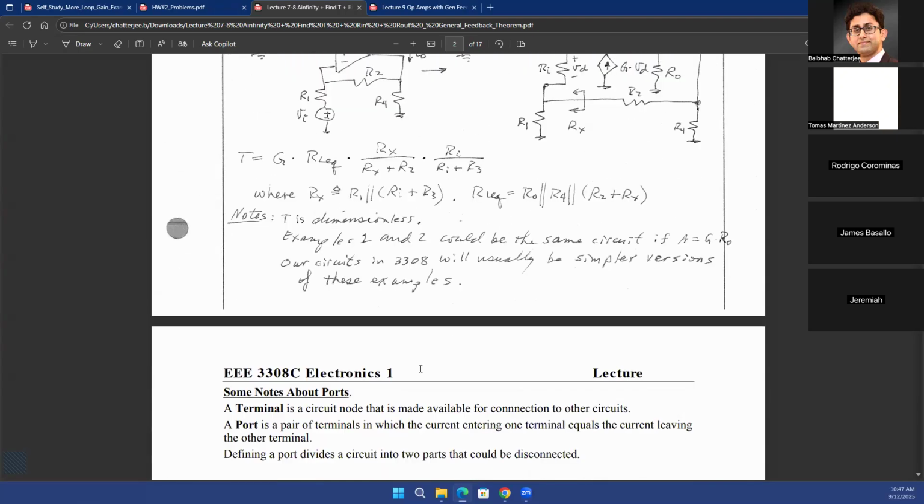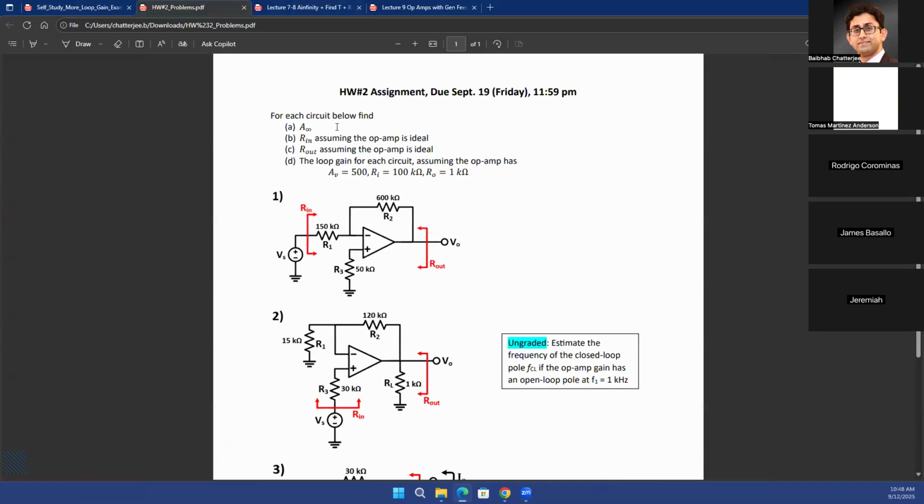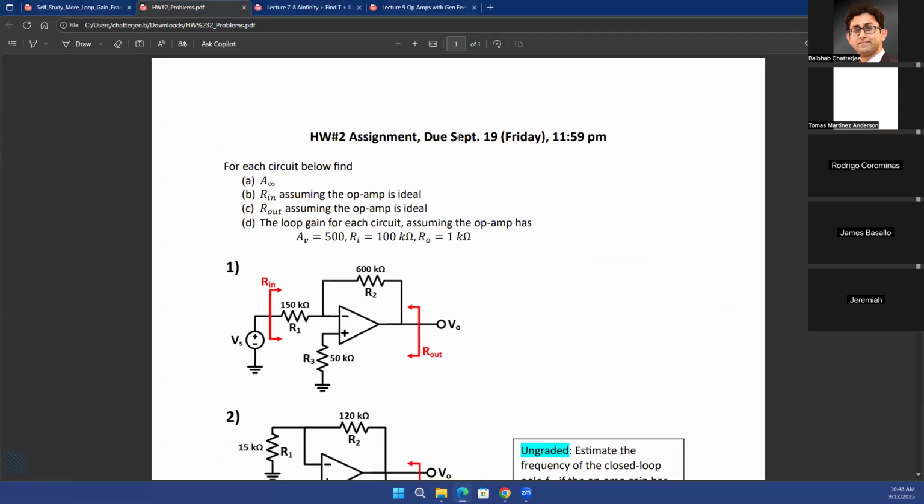All right. Now, a few other things that we'll learn, which will be important for your homework number 2 as well. So just a note that homework 2 has been posted. It will be due next Friday, September 19th. Now, for each of these circuits below, first you need to find out A infinity.